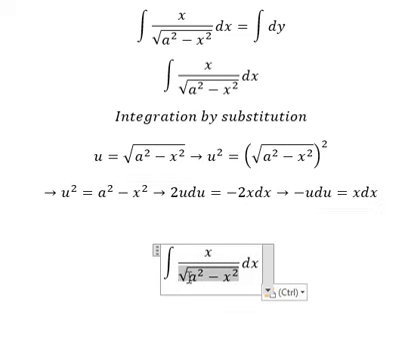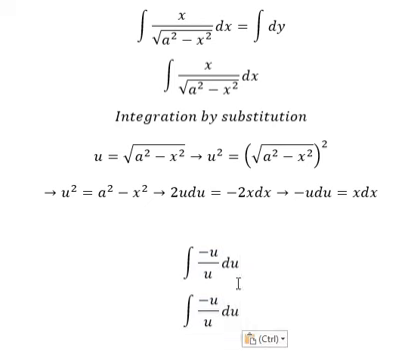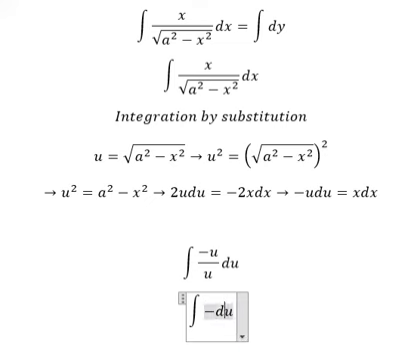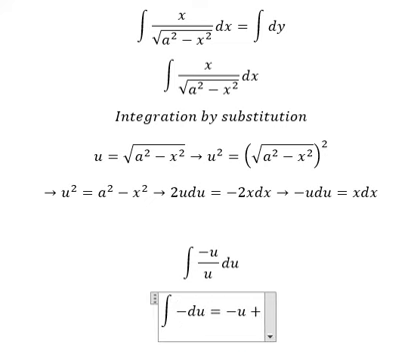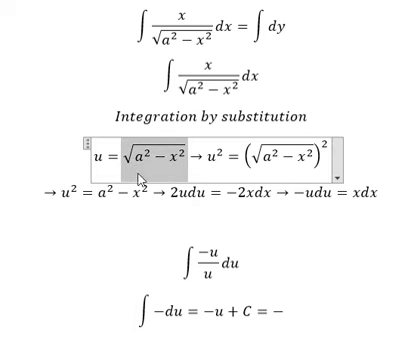So this one we change by u. The s, we change by negative u du. So this one we have negative 1. The integration of this one we have negative u, and I will put plus c. About u, that is about this one.